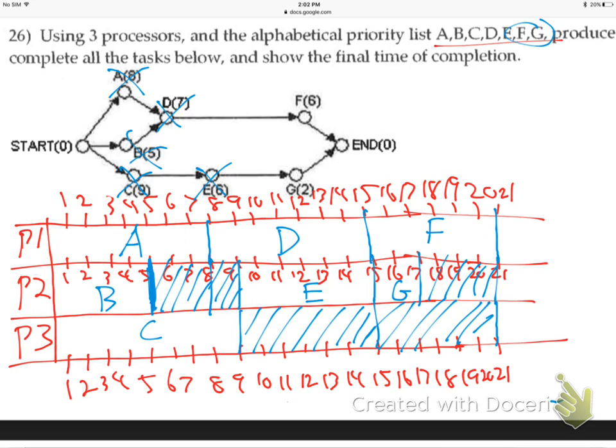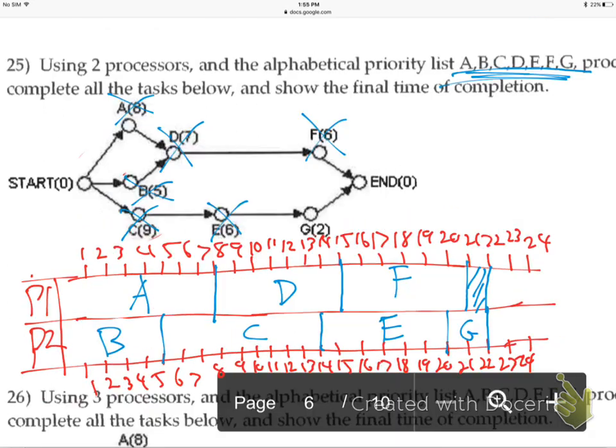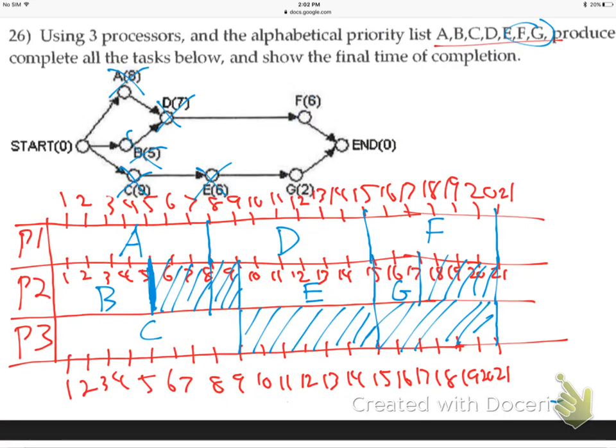How long did it take us to do the job back here? 22. Took us 22. How long did it take us now? 21. We saved 1 hour by having a 3rd employee. So that's how management makes decisions on whether it's wise to have another employee. It only saved 1 hour. So in this situation anyway, they shouldn't hire a 3rd employee. That's how they make those kinds of decisions. All right, let's move on.